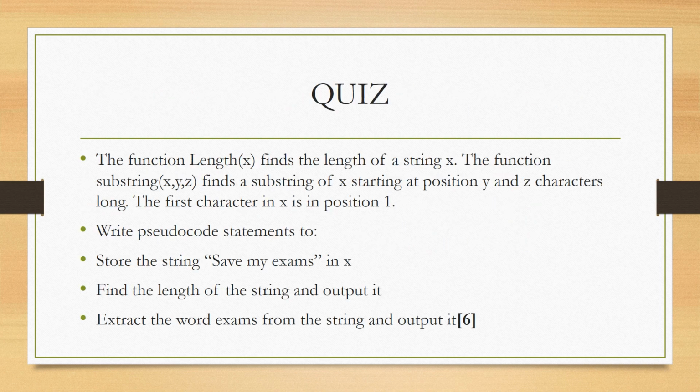The function length finds the length of a string, and the function substring(x, y, z) finds a substring of x starting at position y and z characters long. The first character in x is in position 1. Write a pseudocode statement to store the string "save my exams" in X. Find the length of the string and output it. Extract the word "exams" from the string and output it. It's pretty simple. If you have any questions, do let me know in the comment section. Try to solve it by yourself.